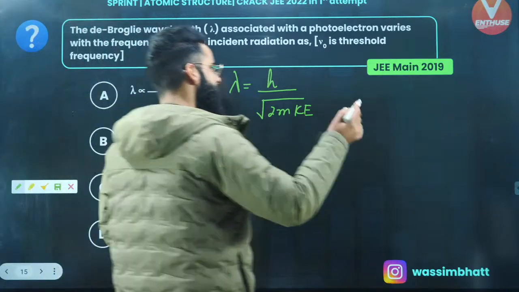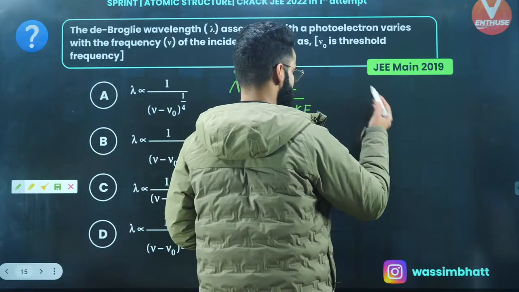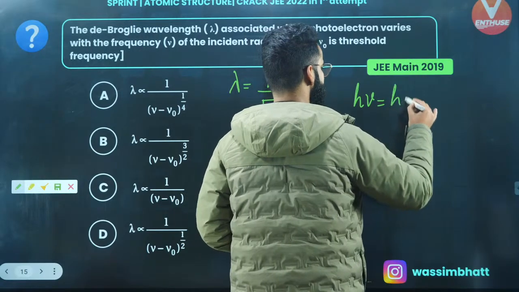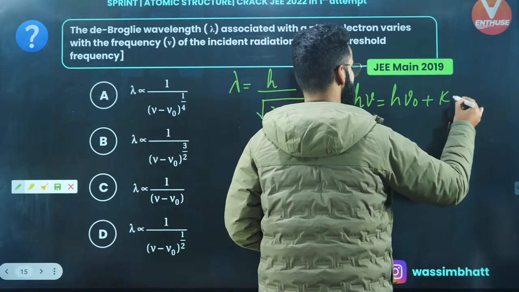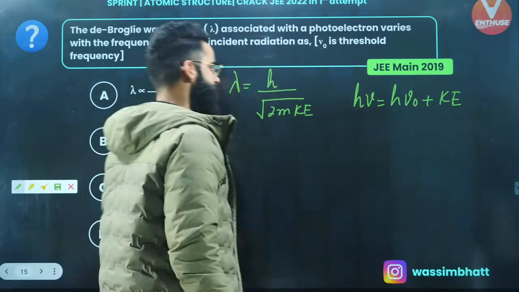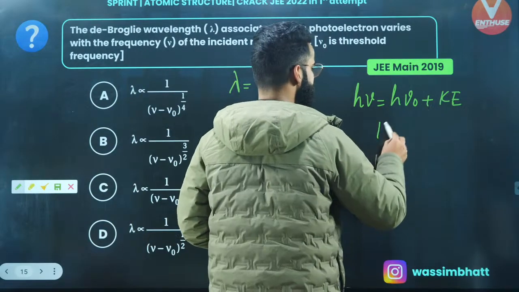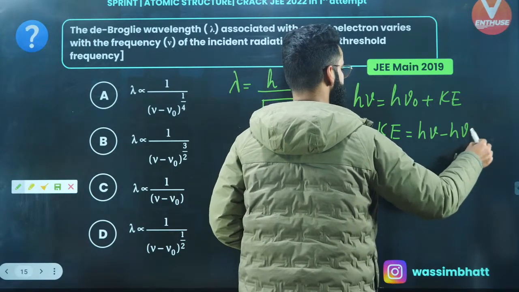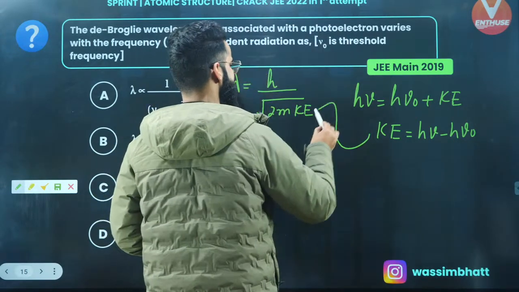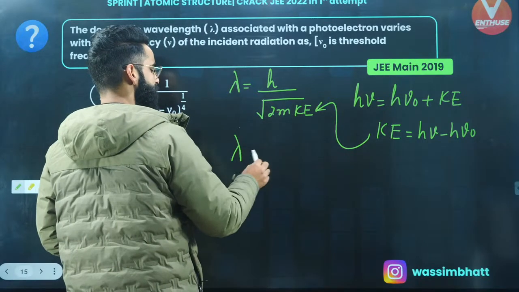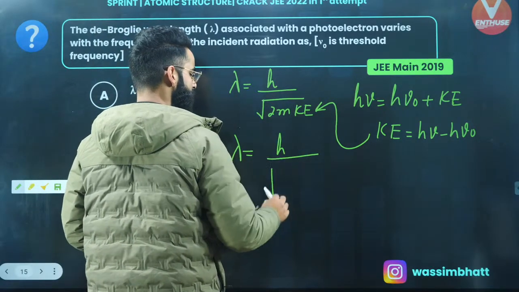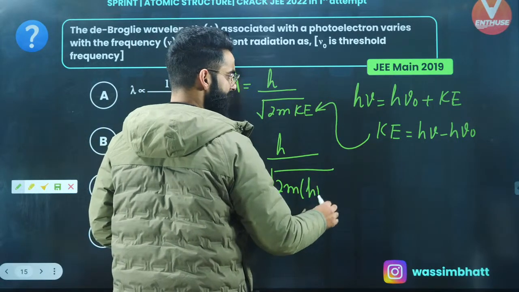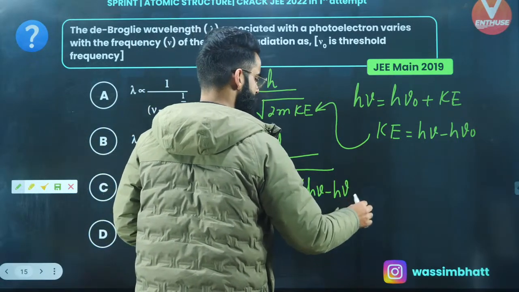Now there is one more relation, the photoelectric equation, which you would have studied. h nu is equal to h nu naught plus maximum kinetic energy, KE maximum, right? So from here, can I calculate KE? Kinetic energy maximum is going to be h nu minus h nu naught. Just put this kinetic energy term into this equation. So you get lambda is equal to h upon under root of 2m multiplied by, instead of kinetic energy, h nu minus h nu naught.